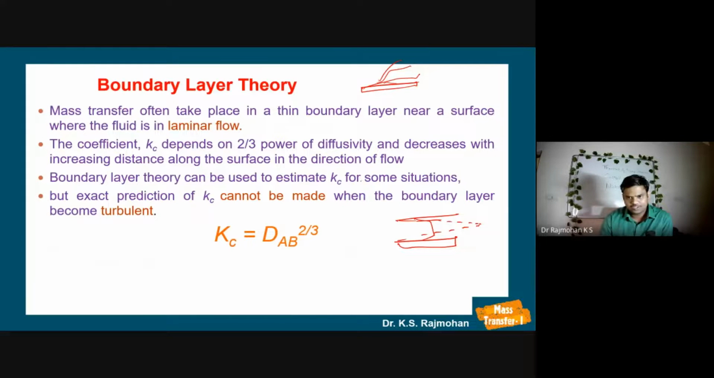So there are some situations where we can make use of the boundary layer theory, which gives the relationship between Kc and DAB to be, n value equal to 2 by 3. Okay, that is DAB power n, where n equal to 2 by 3.